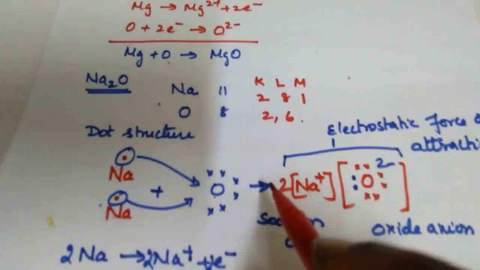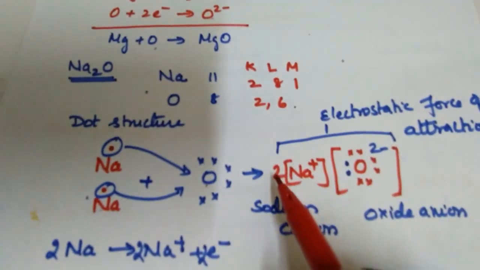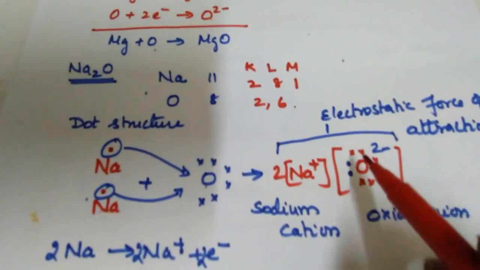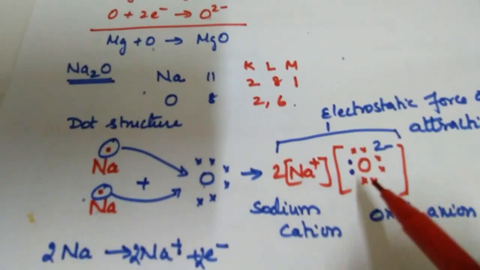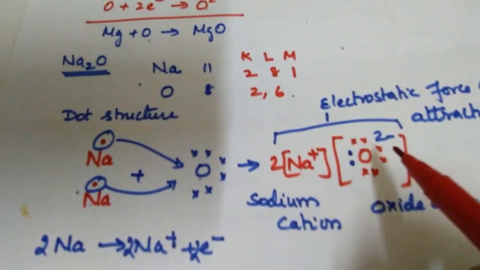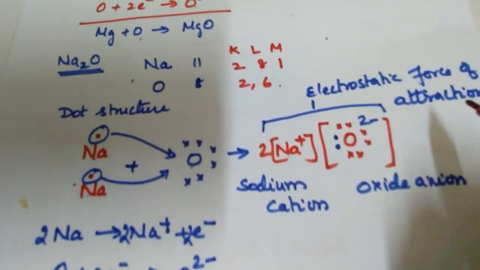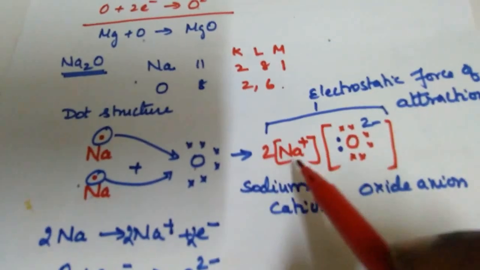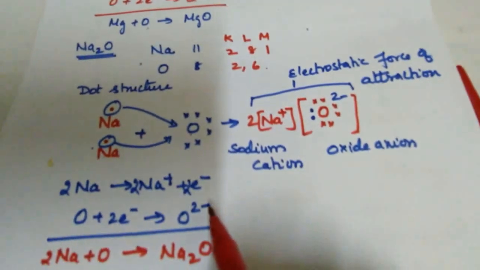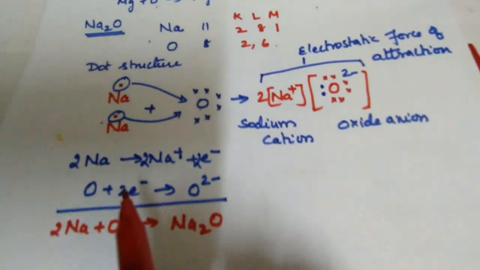Each sodium loses 1 electron, so they turn out to be Na plus, 2 Na plus. And the oxygen with 2 electrons from the 2 sodium atoms gains a 2 minus sign. So they also have electrostatic force of attraction. These 2 Na plus give the formula Na2O. We can see the formula here, Na2O.